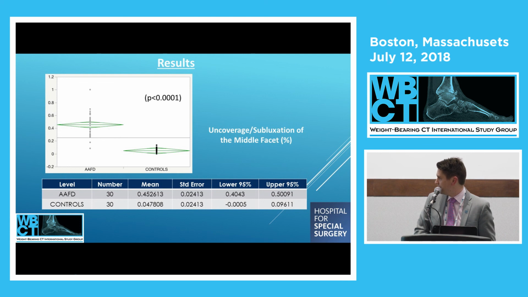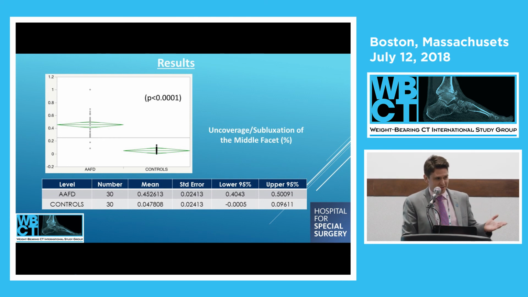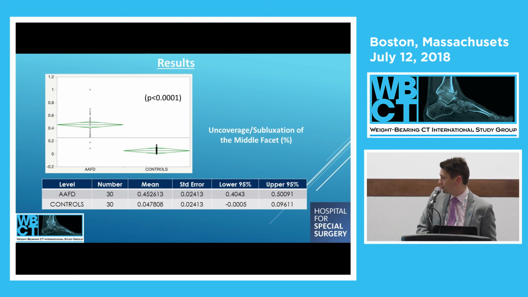So this is for uncoverage of the medial facet. So we found the average uncoverage of the medial facet in flat foot patients is stage 2, they're all stage 2, is 45% of subluxation. So it's almost 50%, it's a dislocation, it's not a subluxation. For 50%, it's too much for me. But in the control group, 4%. So it's a significant difference.